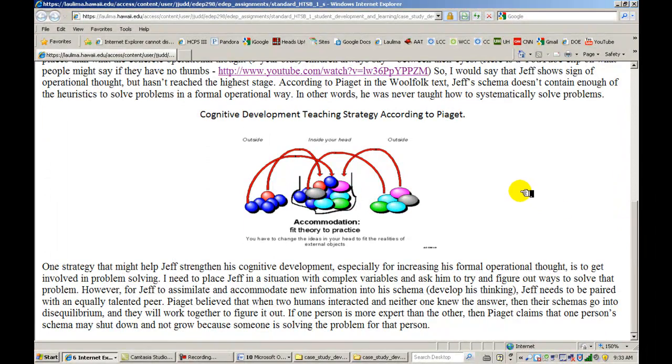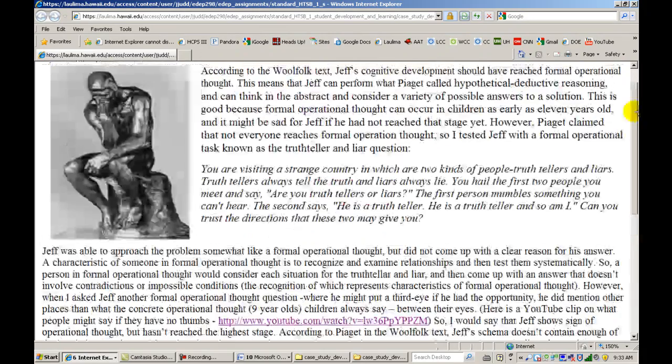Then a teaching strategy to help accommodate and assimilate this information into Jeff's head is to get some problem solving done. So problem solving is requiring somebody to go through a series of steps, in which Piaget might say, if you're going to be at a higher level of problem solving, then you're going to use something called a heuristic, or some type of algorithm, in which you go step by step to get that information into your schema. And so this is one defense of why Jeff is at formal operational thought.